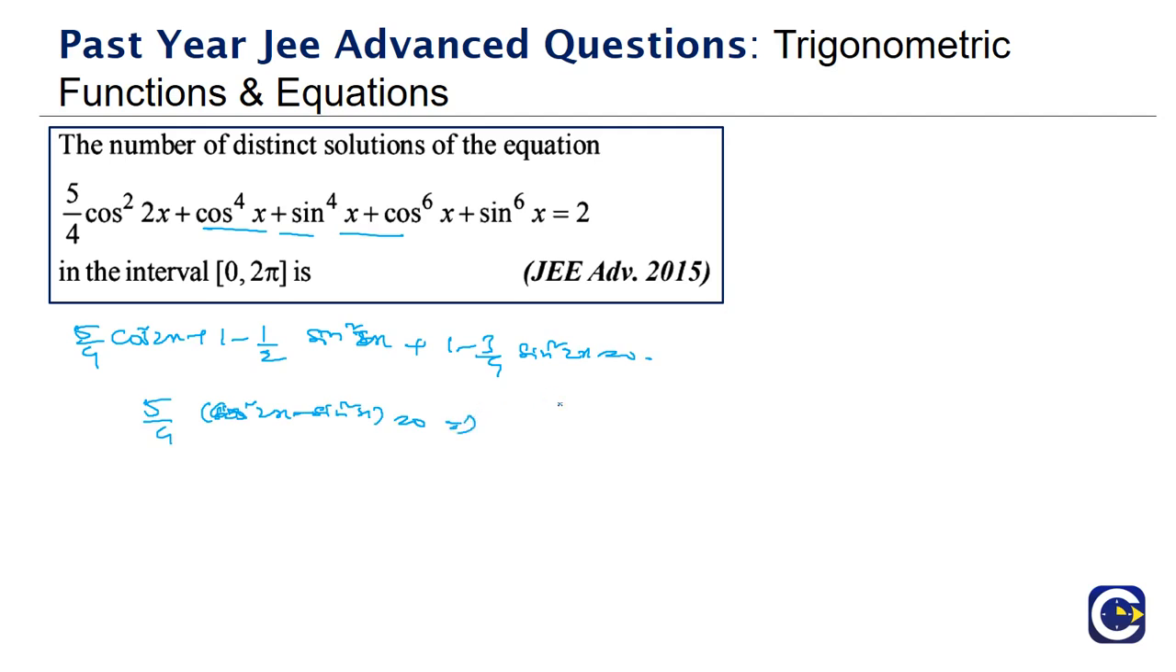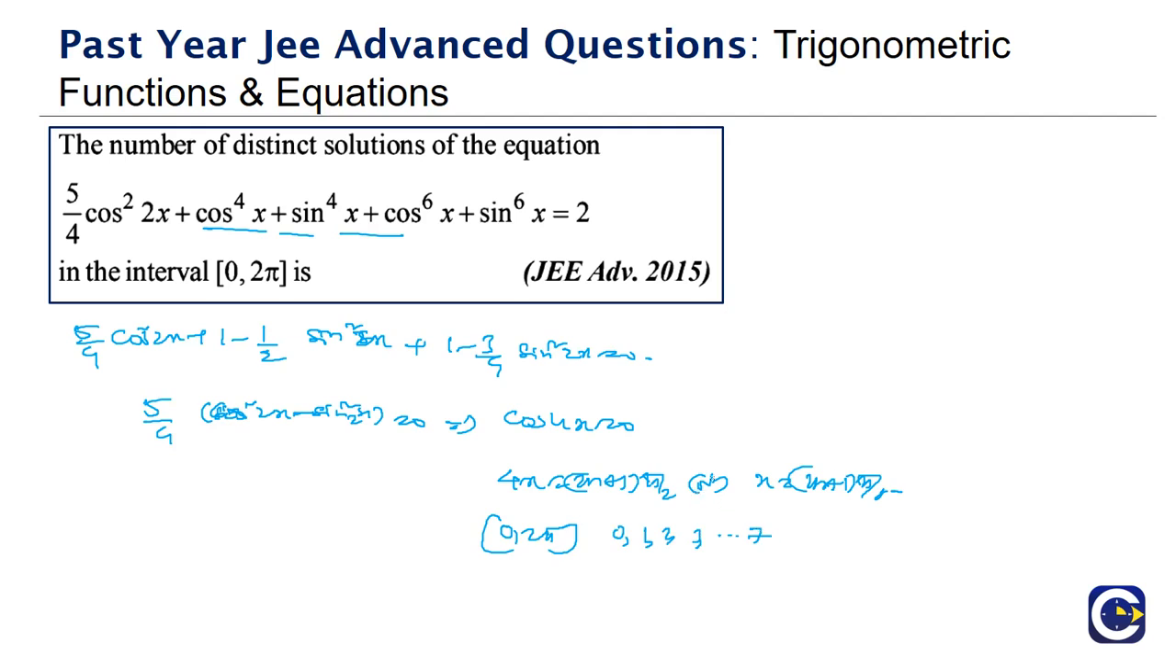Cos square a minus sin square a is nothing but cos 2a. So cos 4x is equal to 0, implies 4x is equal to 2n plus 1 into pi by 2, or x is equal to 2n plus 1 into pi by 8. So in the interval 0, 2 pi, the number of values this x can take is nothing but 0, 1, 2, 3 and so on up to 7. So the number of values it can take is 7 plus 1, 8. So the number of distinct solutions is 8.